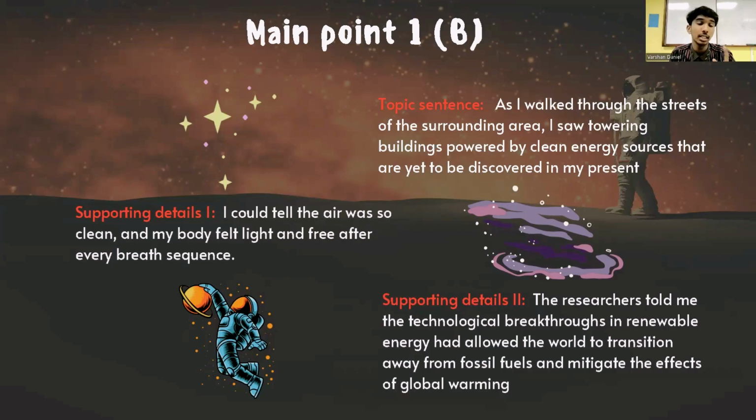So that is the topic sentence, which indicates the technological advancement of the future by showing the advanced buildings. And the supporting details 1 and 2 help the readers to connect the topic sentence on how I was able to determine that those buildings were powered by clean energy sources.